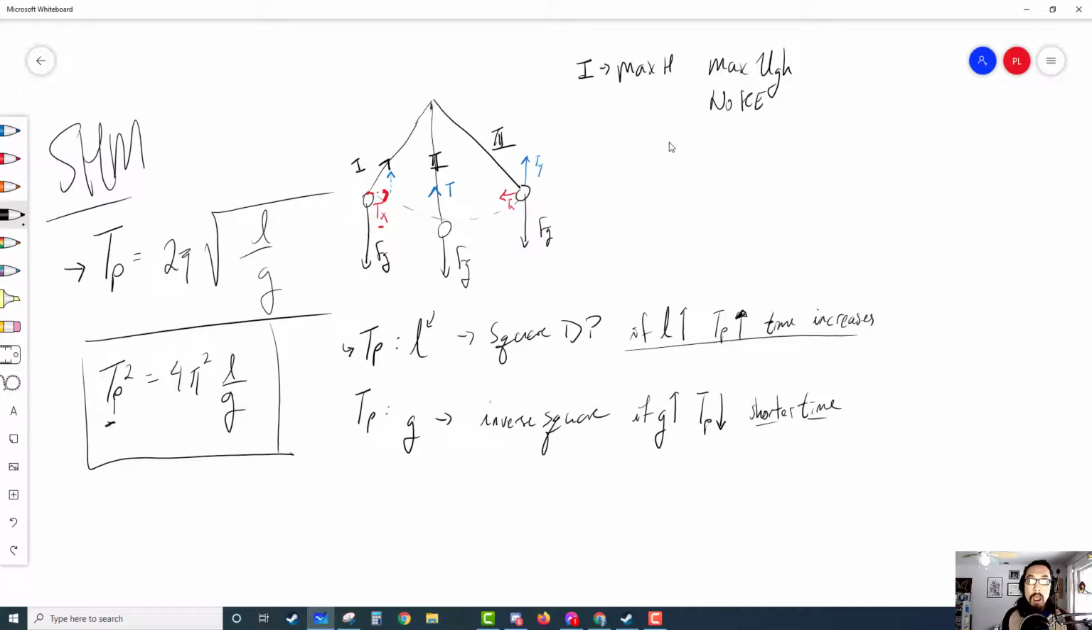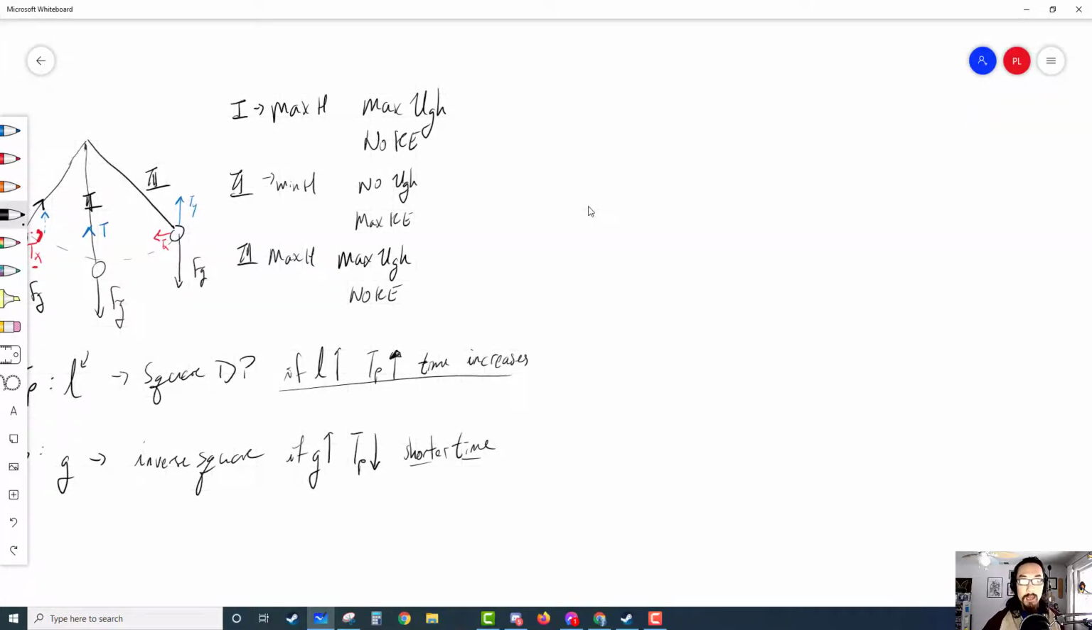At position 2, you have minimum height. If you have minimum height, you have no gravitational potential energy. If you have no gravitational potential energy, you have max kinetic energy. Position 1 and position 3 are the same, but I'm going to write it out. At position 3, you have max height, therefore max gravitational potential energy, and no kinetic energy. So what this means is that you have no motion at positions 1 and 3.